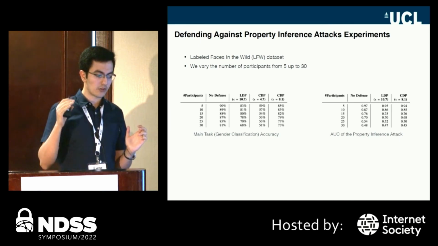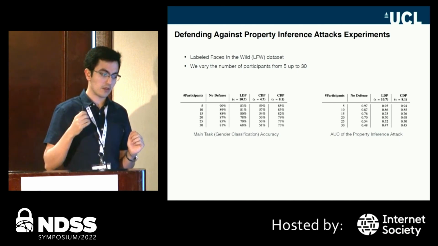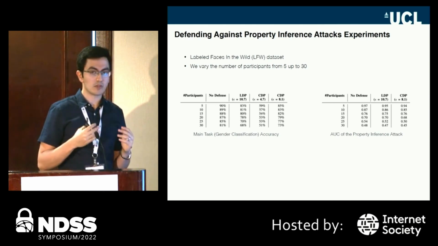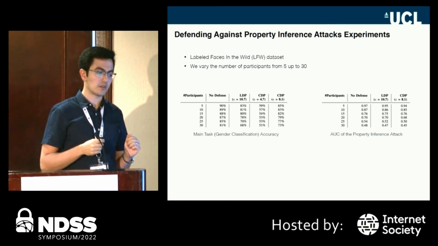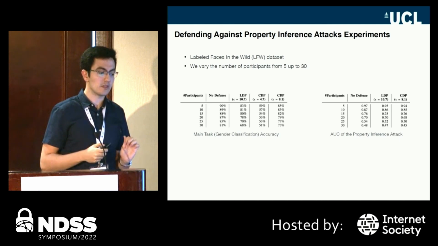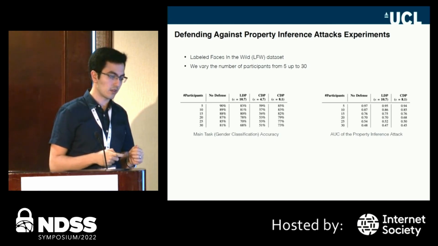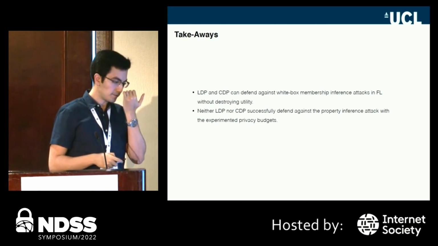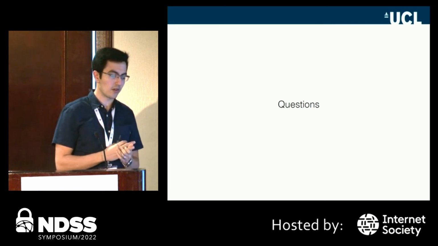When we increased the epsilon in CDP, the model converged, but the attack was not defended. And when we decreased the epsilon, the model was not converging. So it remains an open problem, as CDP and DP didn't defend against this specific property inference attack. Those are the takeaways, and that concludes my talk.